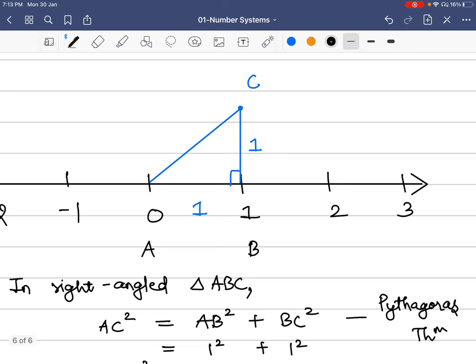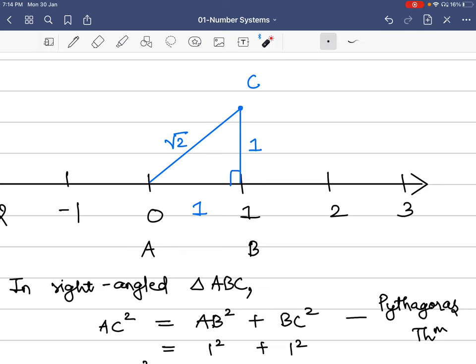So let's come here. Now let's make a note of that point. The length of AC is square root of 2. So we have got a line AC which is of length square root of 2. Now all I have to do is to plot this line AC on this number line.